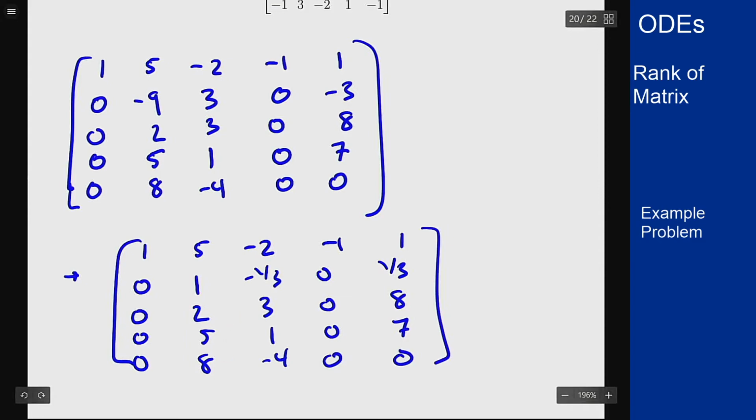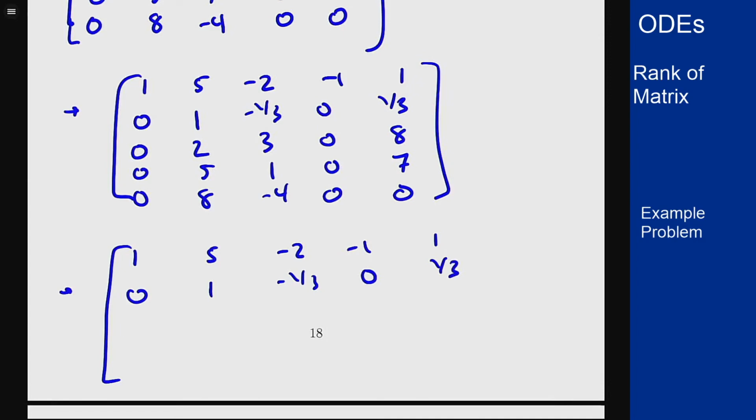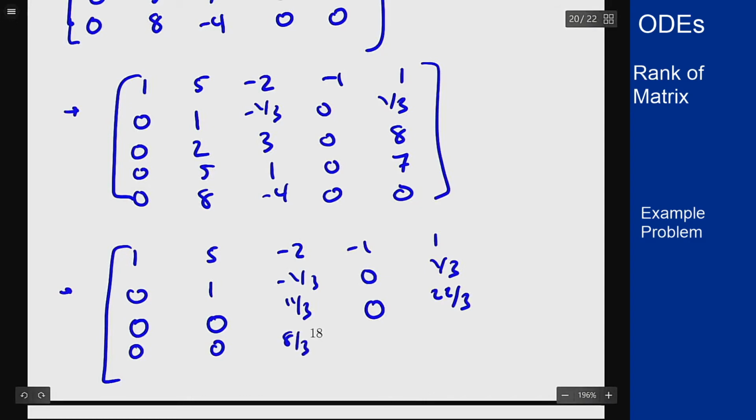Now the first 2 rows will stay the same. I'm going to subtract 2 copies of row 2 from row 3. So the 2 will go away and become a 0. 3 is 9/3 plus 2/3 is 11/3. 0 stays a 0. 8 is 24/3 minus 2 is 22/3. For the fourth row, I'm going to subtract 5 copies of row 2 from it. So a 0 there. That's 1 is 3/3 plus 5 is 8/3. 0 is still a 0. 7 is 21 minus 5 is 16/3.